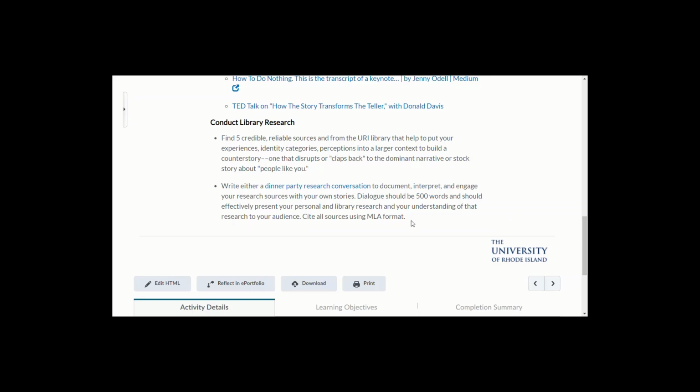Again, my expectations are that you are able to have the sources, that they show relevance to your project in some way, to the identities you're going to be talking about and exploring in your narrative, and that you're able to make these connections, that you are showing these connections in either the conversation or the annotated bibliography, and that you might also be able to make connections between the different sources.